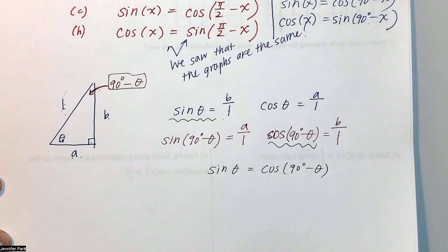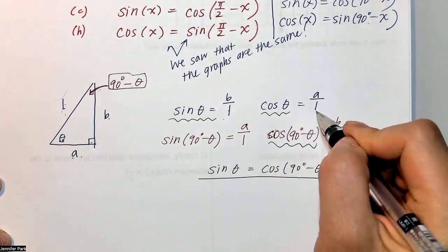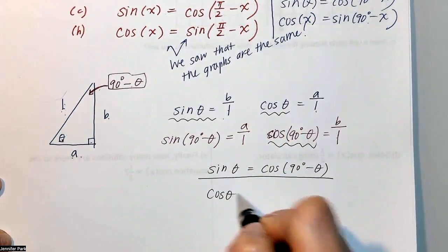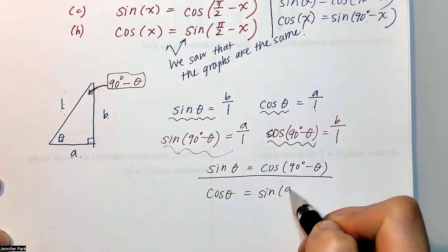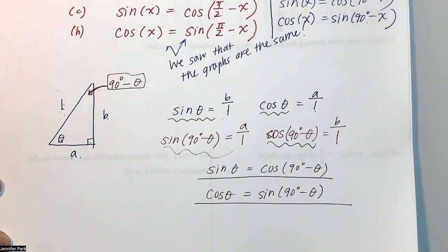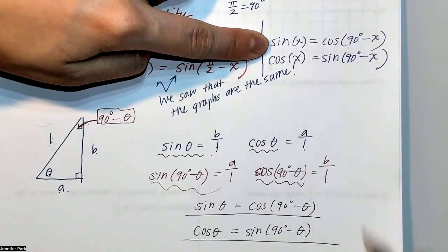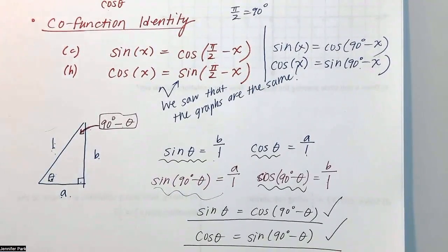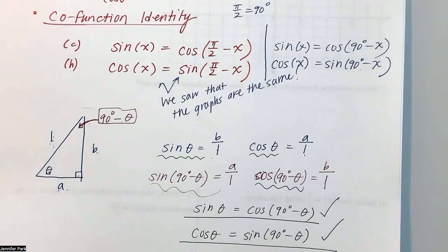They have the exact same ratio, which means they're going to be equal to each other. And cosine theta, which is A over 1, is equal to this one, sine of 90 degrees minus theta. And those are, again, the co-function identities. These will always be true. And we're going to come back and talk about this a lot more later on in this course before the end of the school year.